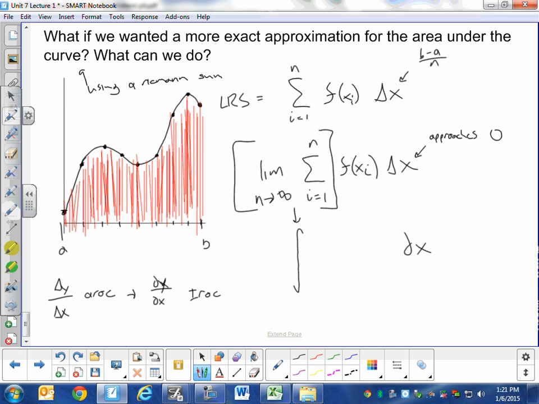And that stands for an infinite sum. Just like this stands for an infinite sum. It's an infinite sum of all of these function values, which represents heights, times the widths to make rectangles. And we're going to start at a and go to b, which shows you where the partitions start and end. This is an integral. This is integral notation.